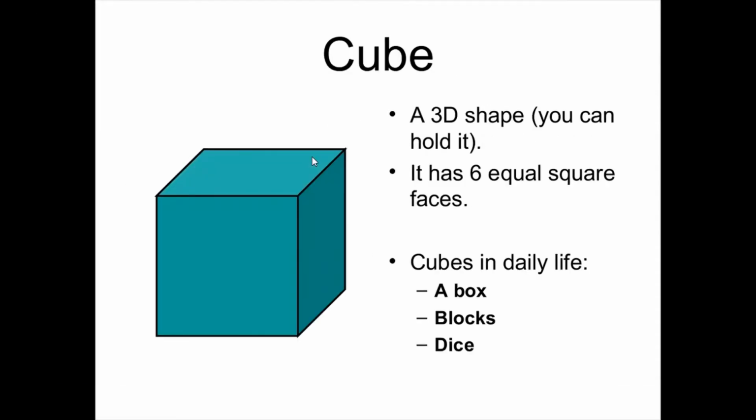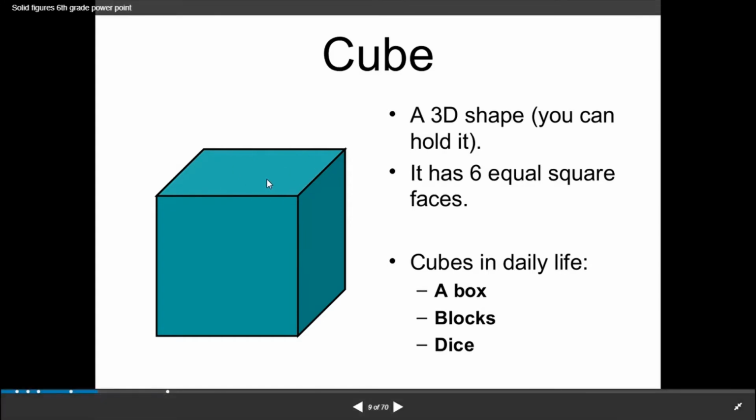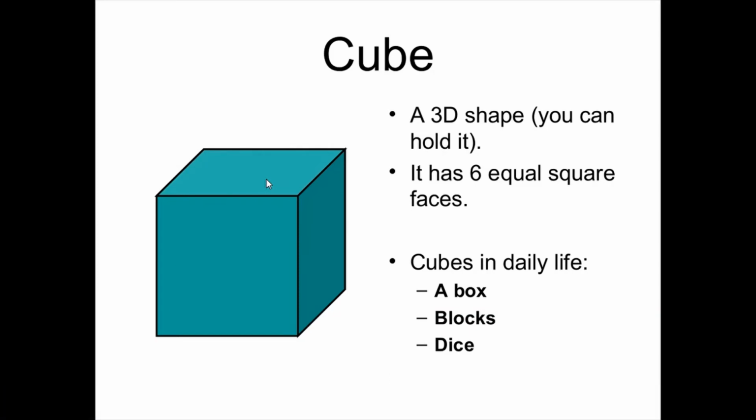So let us start with our first solid figure, or 3D figure. This one is a cube. A cube is a 3D shape that you can hold. It has 6 equal square faces. An example of a cube in our daily life is a box, blocks, or a dice. So always remember that the cube has 6 equal faces.